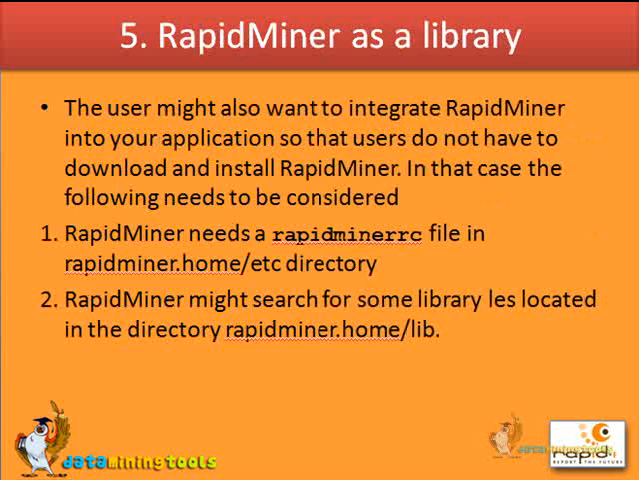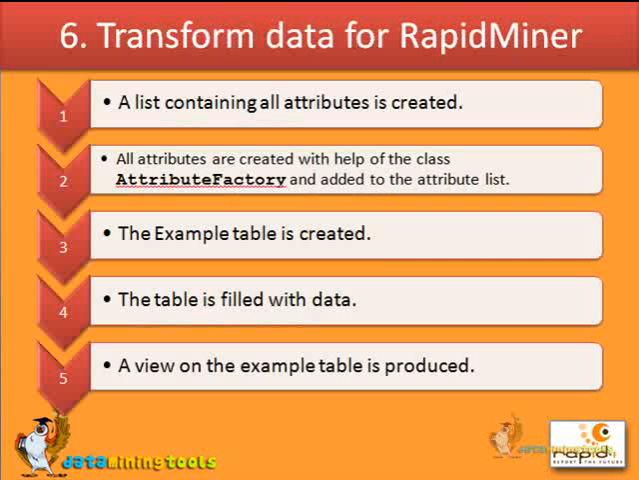And the fifth is using RapidMiner as a library. The user might also want to integrate RapidMiner into his or her application so that users do not have to download and install RapidMiner. In that case, the following needs to be considered. RapidMiner needs a RapidMiner RC file in the RAPIDMINER_HOME/etc directory. RapidMiner might search for some libraries located in the directory RAPIDMINER_HOME/lib.